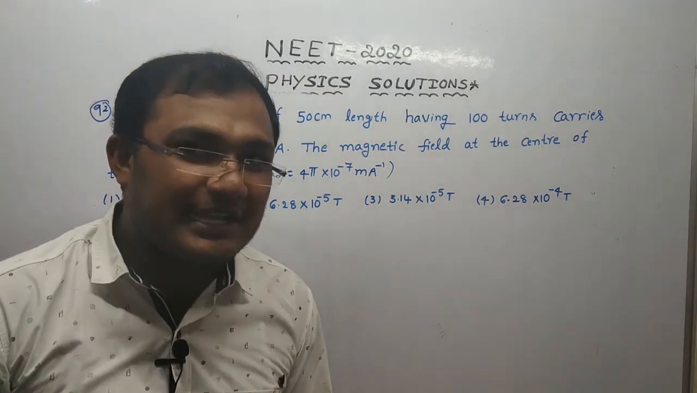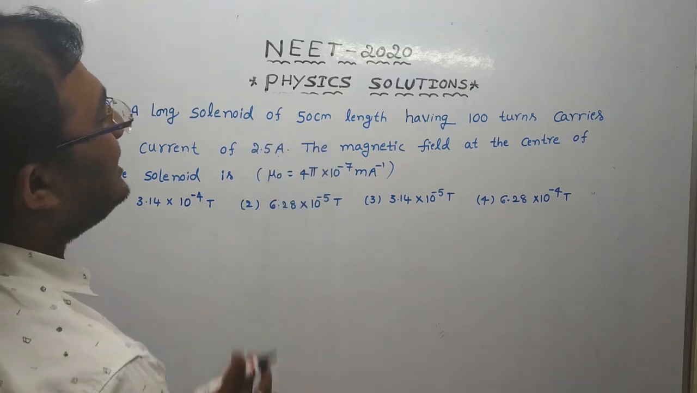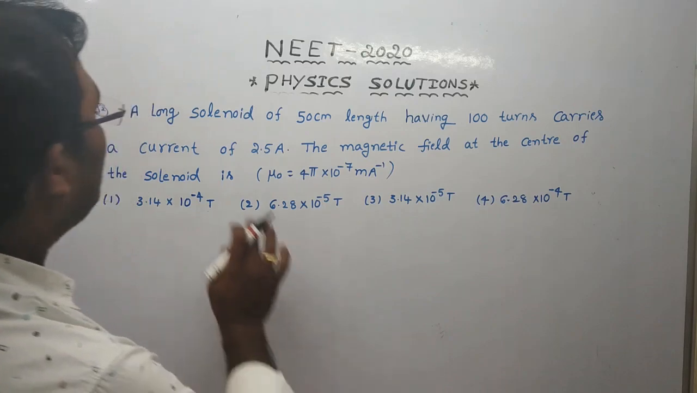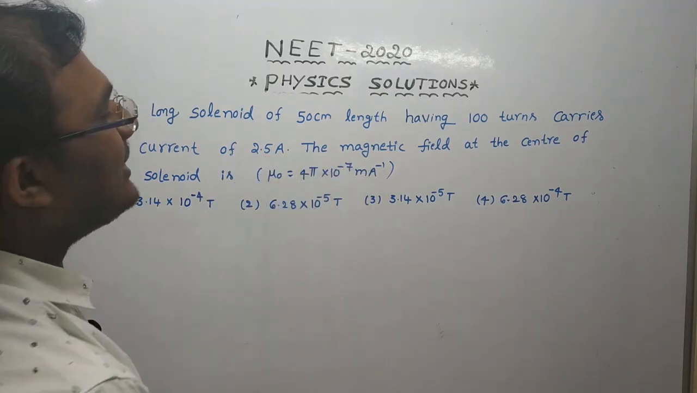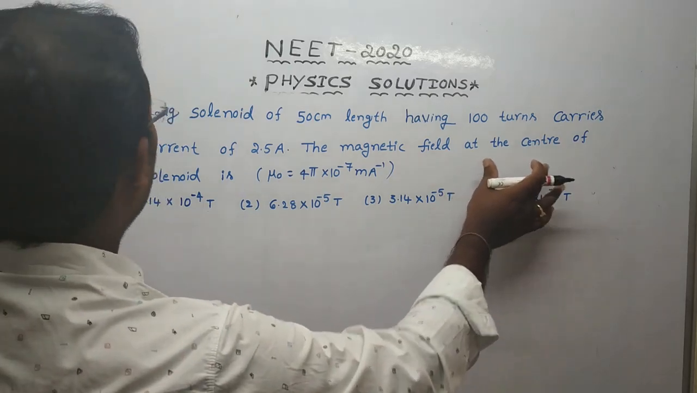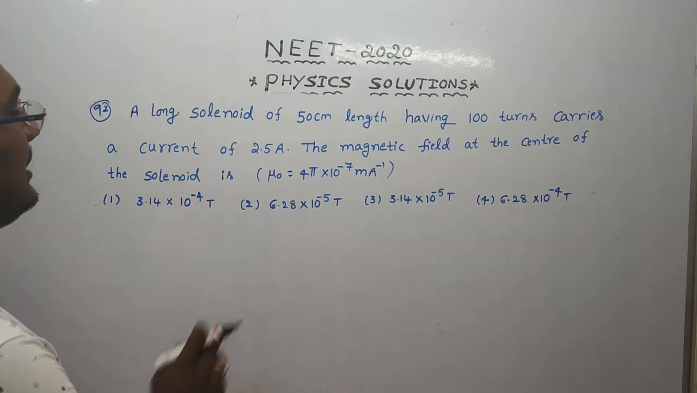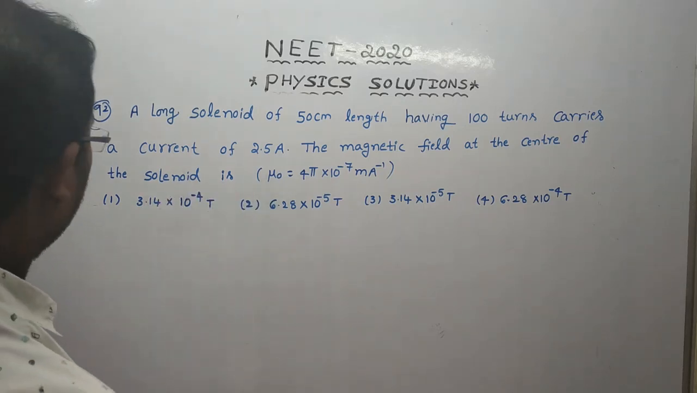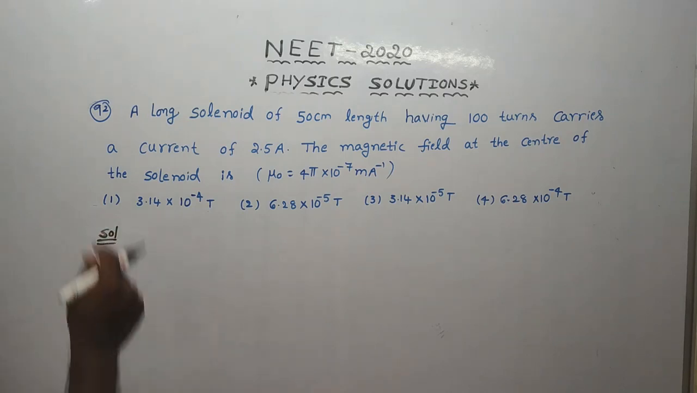The next question is: a long solenoid of 50 centimeter length having 100 turns carrying a current of 2.5 amperes. The magnetic field at the center of the solenoid is. Here mu naught is the permeability of the free space. It's a simple question. Solution.